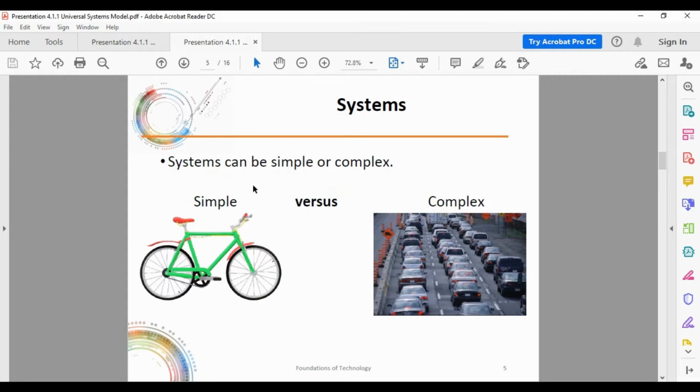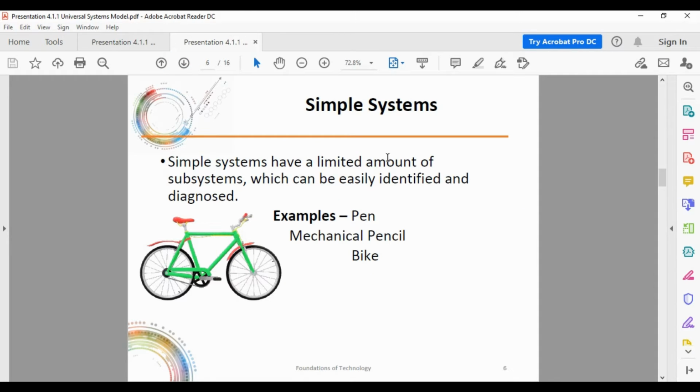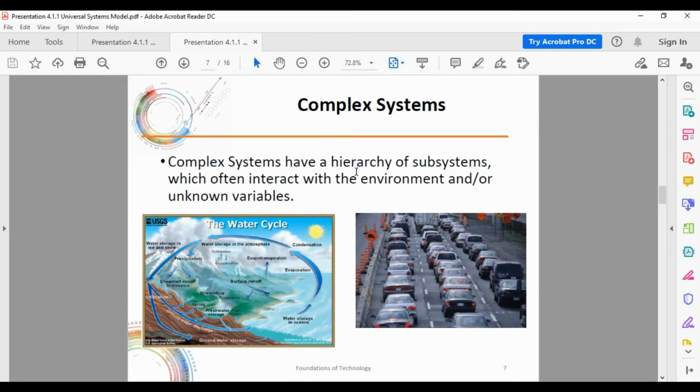Systems can fall into two primary categories, which are simple and complex. You may run into some things that fall in the middle, but overall they are still categorized as simple or complex. Simple systems have a limited amount of subsystems which can be easily identified and diagnosed. For example, pens, mechanical pencils, bikes. Complex systems have a hierarchy of subsystems which often interact with the environment and/or unknown variables.